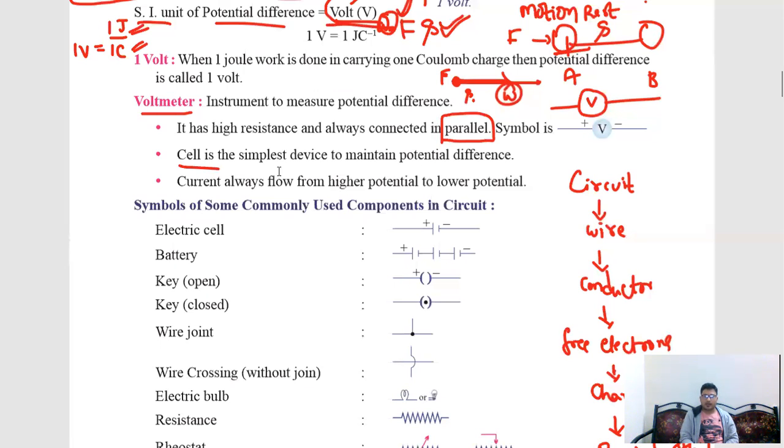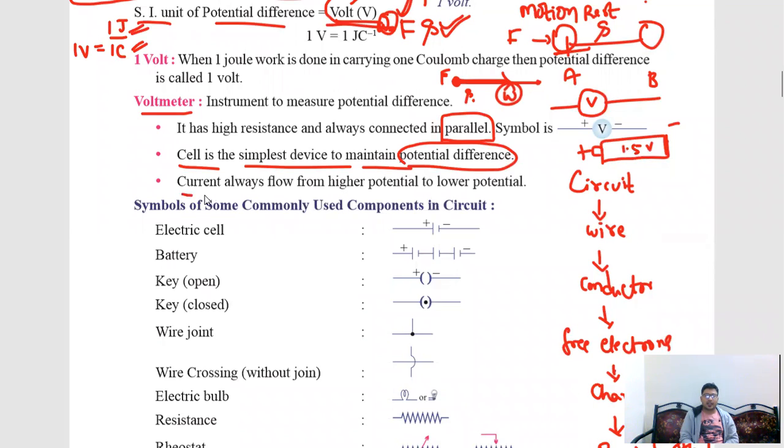Right? So the cell is the simplest device. Why is it used? To maintain potential difference, to maintain voltage. If you observe a small cell, the cap is the positive terminal, and the flat end is the negative terminal. What is the capacity of the cell? It is 1.5 volt.